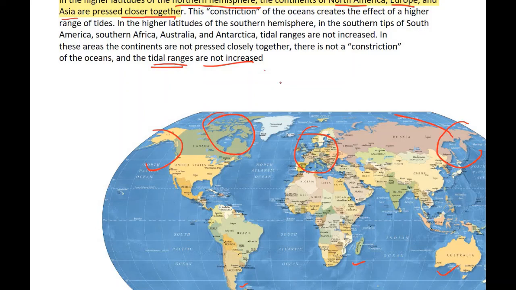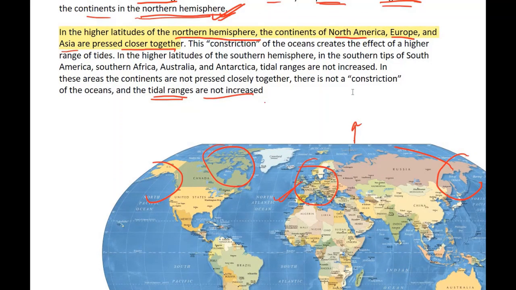Remember, if there is a statement that says the range of tide increases with increasing latitude, that is wrong. It is a misconception. It does not increase with latitude. Why are there higher tides in the Northern Hemisphere? Because these continents are pressed close together, there is constriction, and this creates the effect of a higher range of tides. So that is the reason.